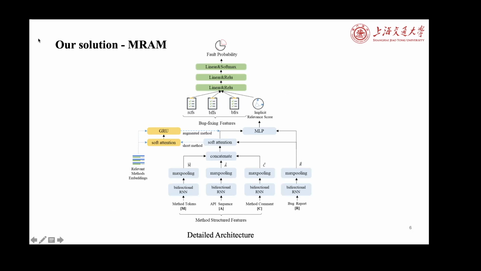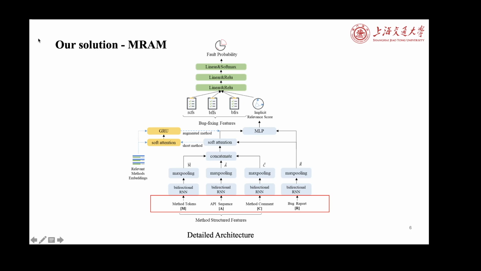This figure shows the detailed architecture of MRAM. It consists of three main components: the semantic matching network in blue, the method expansion network in yellow, and the fault localization network in green. We first represent the source method by its three method struct features: the token sequence, the API invocation sequence, and the method comment.